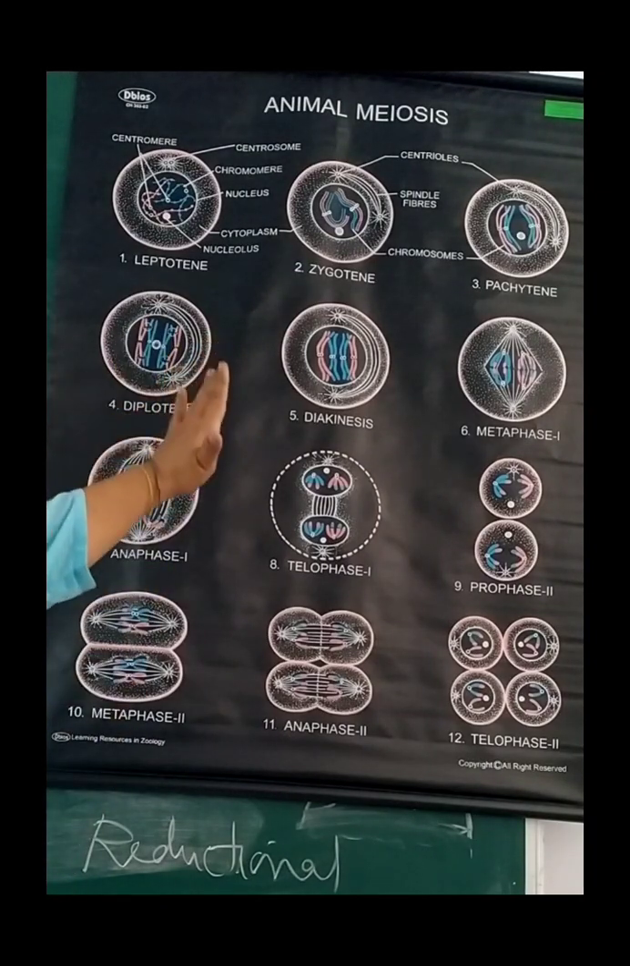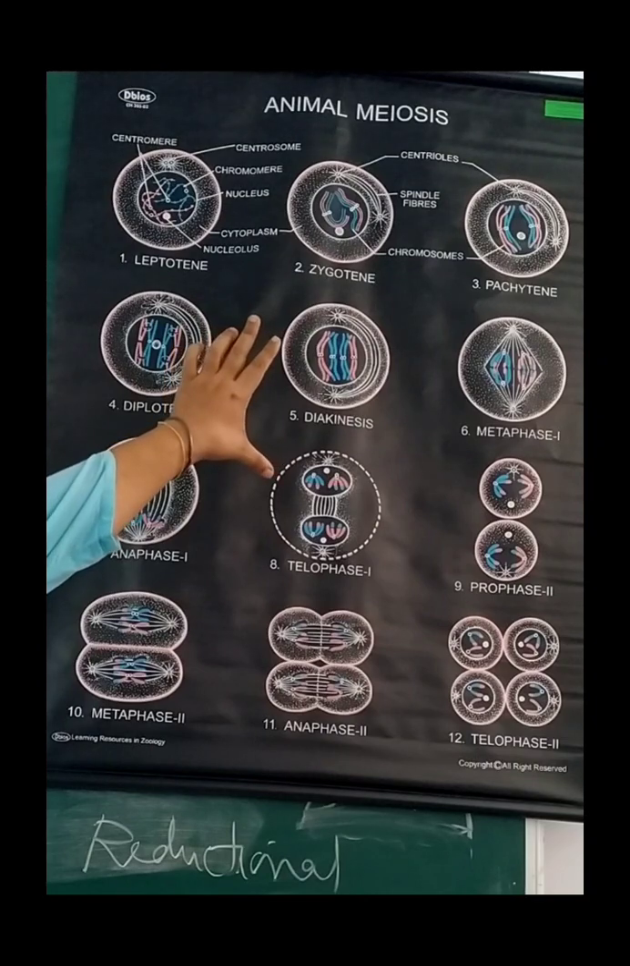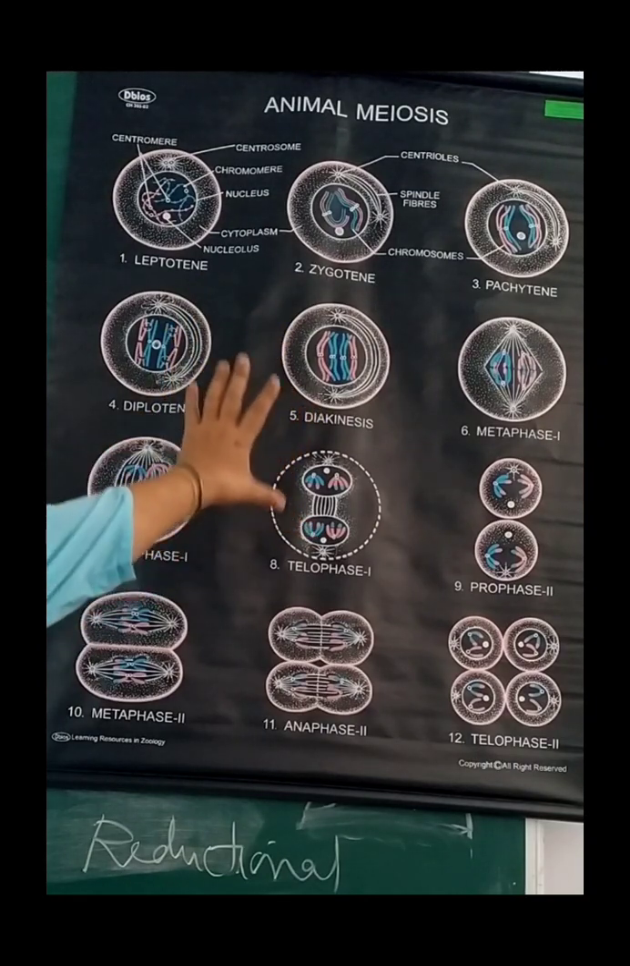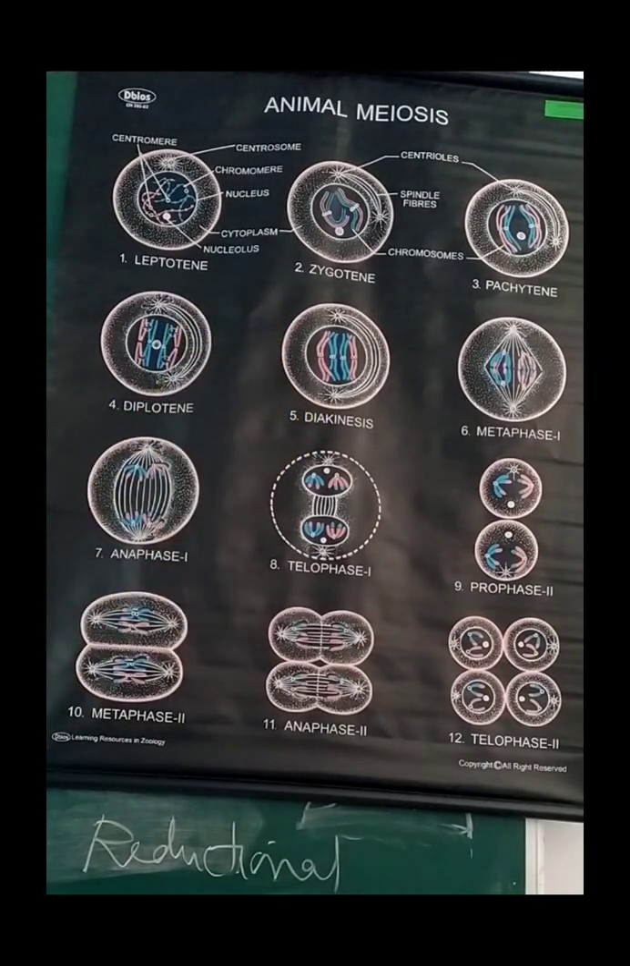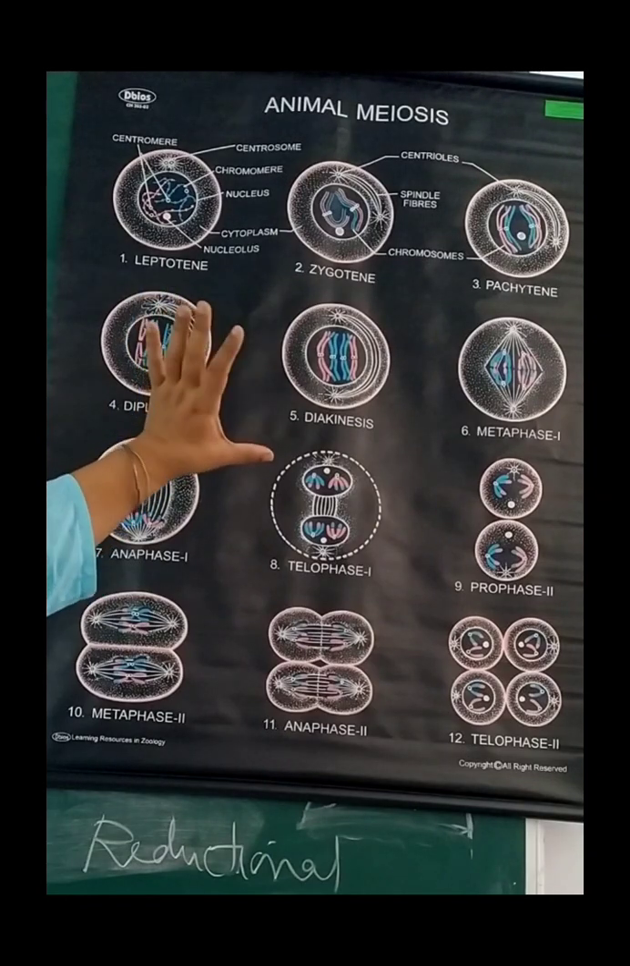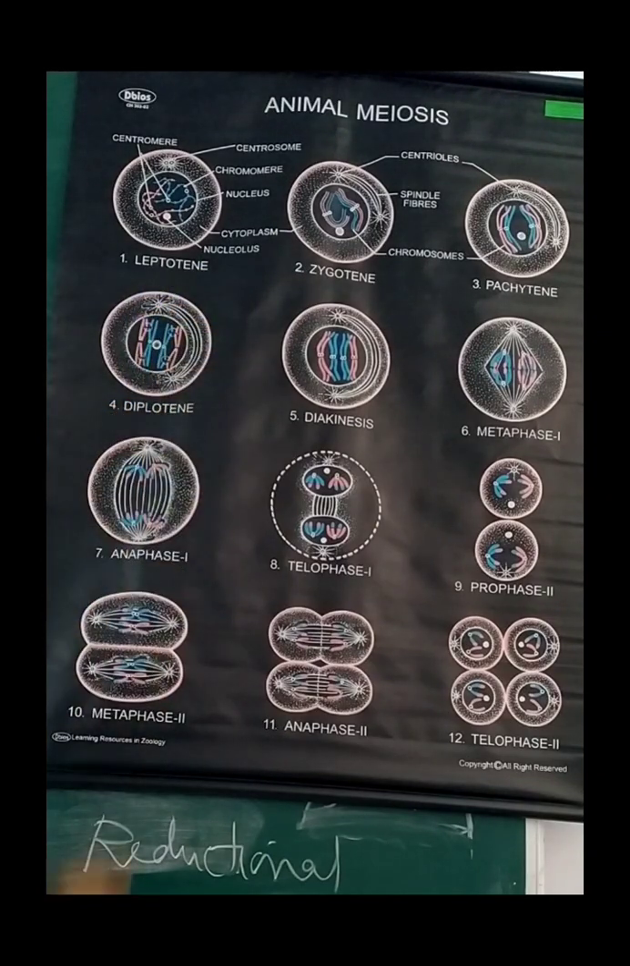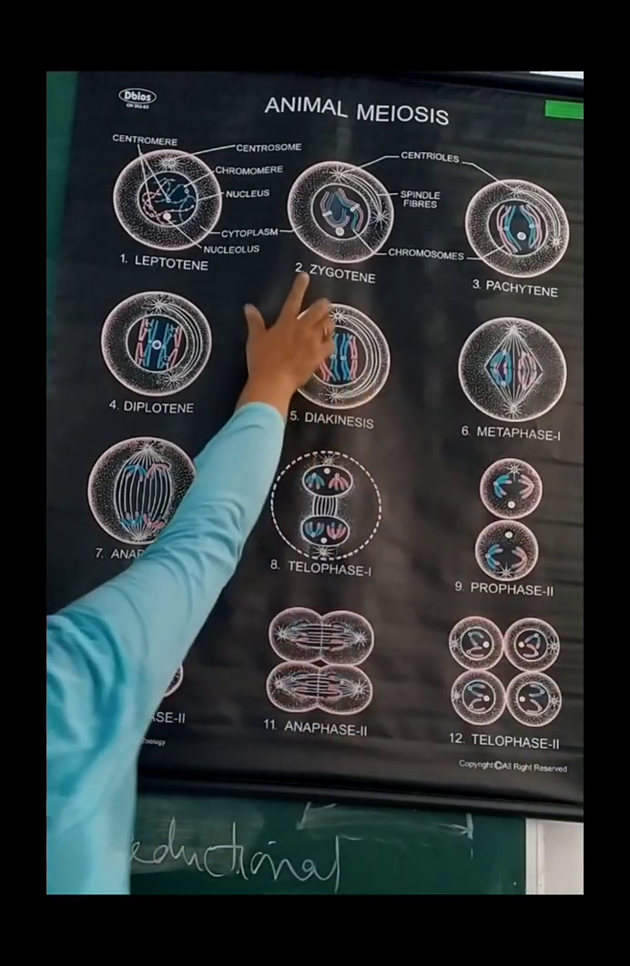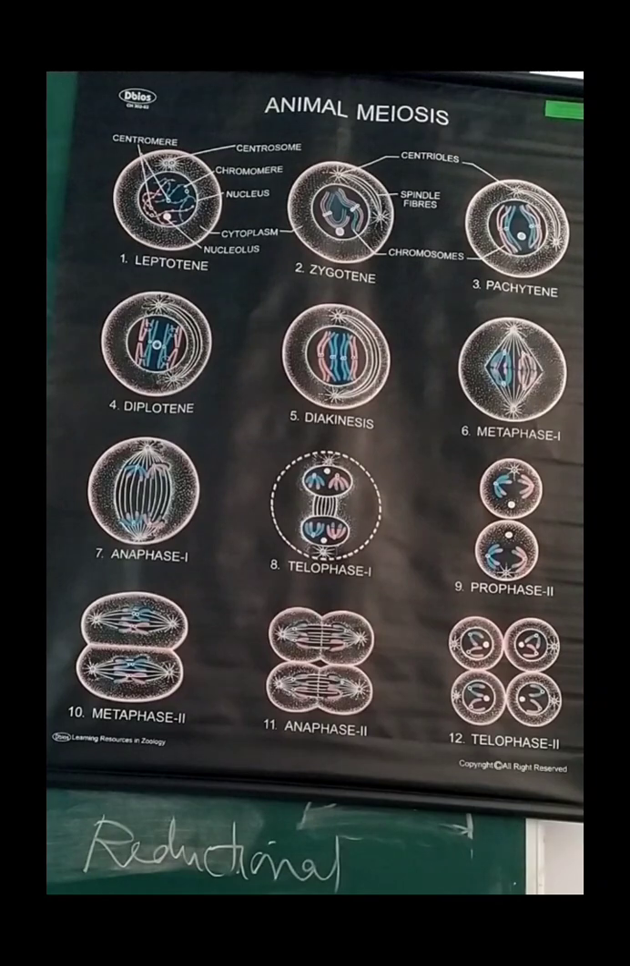In zygotene phase, there are homologous chromosomes, that means chromosomes which look the same in shape and size, like metacentric with metacentric, submetacentric with submetacentric. So the homologous chromosomes look the same and are arranged in pairs, and this pairing is called synapsis. So here in the zygotene phase, homologous chromosomes occur in pairs, and that's called synapsis.